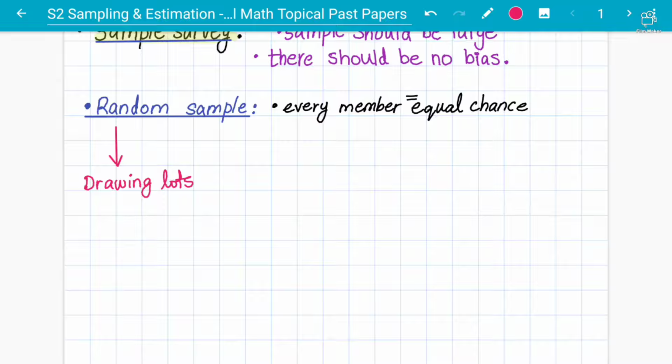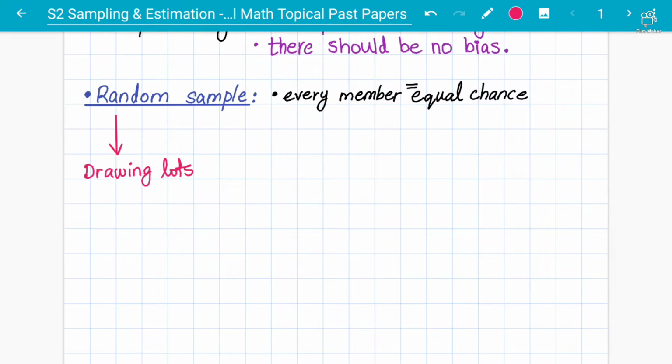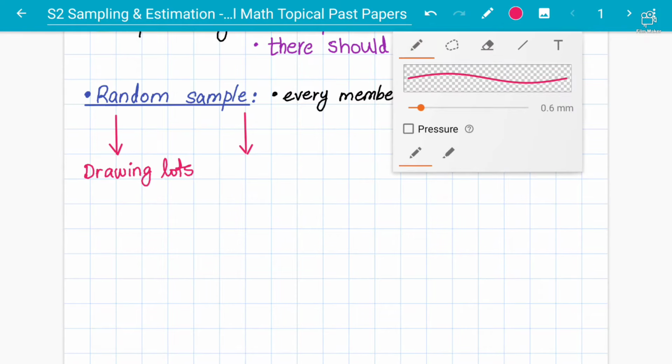You put the names of the persons on pieces of paper, fold them, put them into a container, and then randomly take out one at a time. So the lucky person will get selected to be the sample. Okay, so this is not relevant. This is just for information purposes, not relevant to our Statistics 2, 9709.